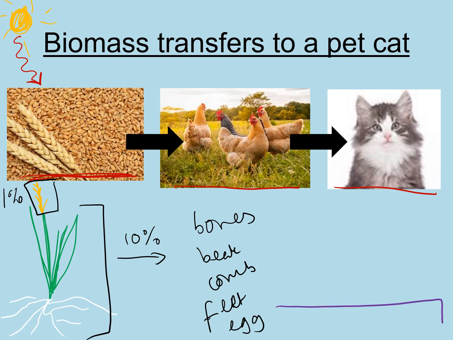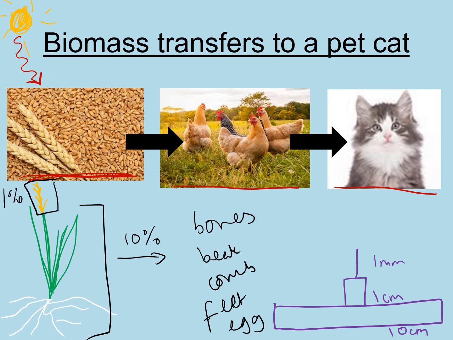If the energy in the wheat is represented by this block, and this block is 10 centimetres long, what's 10% of 10 centimetres? 1 centimetre. So the block that represents a chicken would be 1 centimetre. What's 10% of 1 centimetre? A millimetre. So that's why pyramids of biomass are always this shape. At each stage you're losing 90% of the energy.